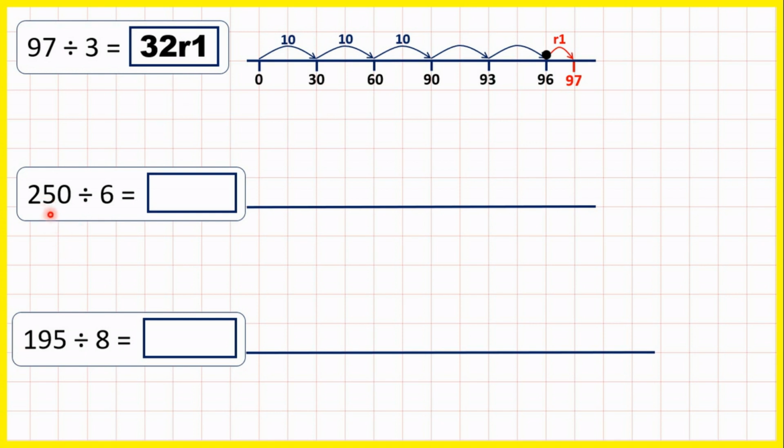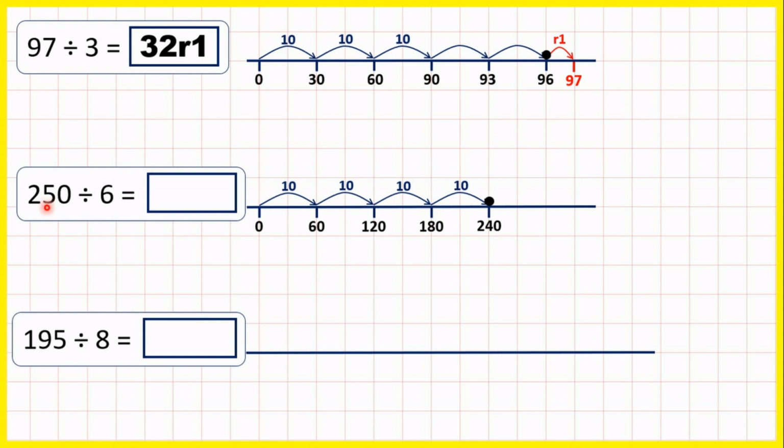Now 250 divided by 6. So again, we can count in steps of 10 times 6, so in steps of 60. 10 times 6 is 60. If we add another 10 lots of 6, so another 60, that takes us to 120. Then another 10 sixes takes us to 180, and then another 10 takes us to 240.